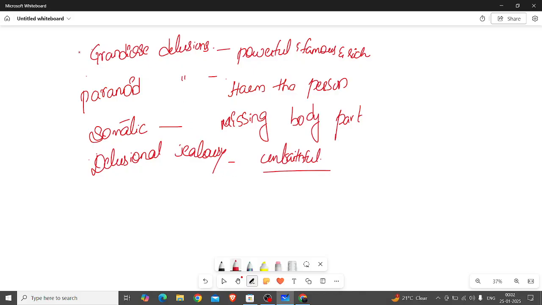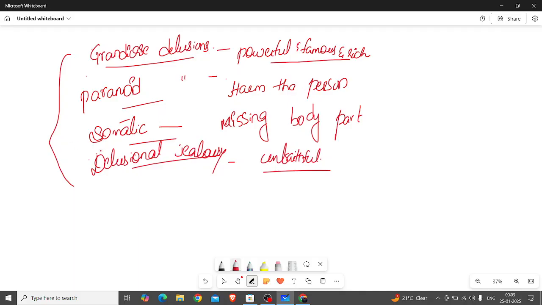These delusions are mainly categorized based on the belief into four types: grandiose delusions, paranoid delusions, somatic delusions, and delusional jealousy. In case of grandiose delusions, what happens? The person may believe that they are powerful, famous, and rich. And in case of paranoid delusions, what happens? They have the belief that someone wants to harm them.